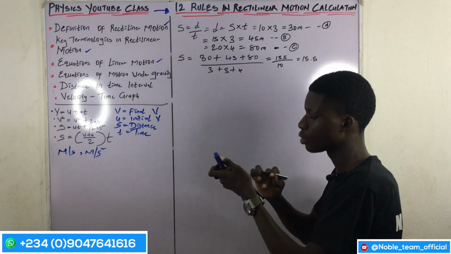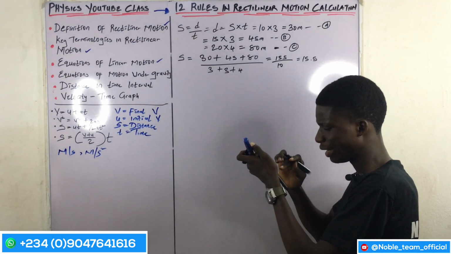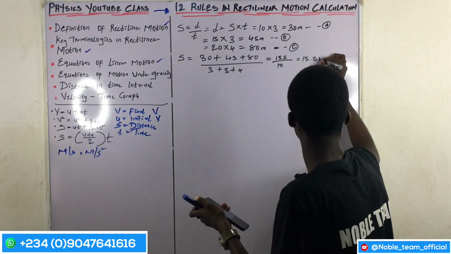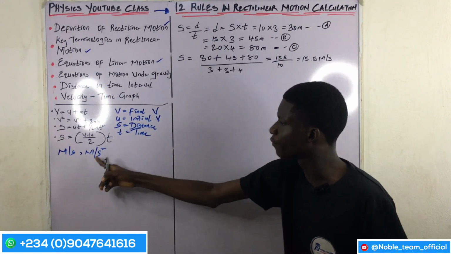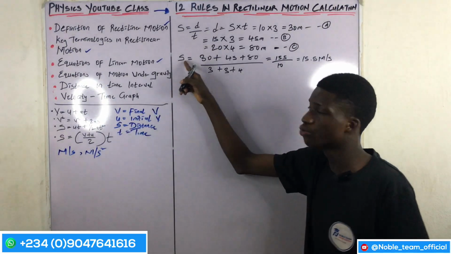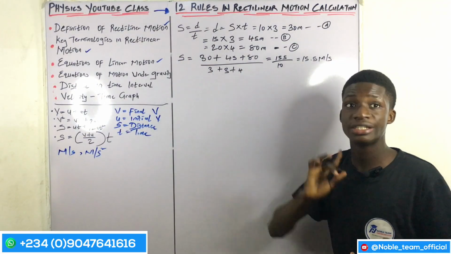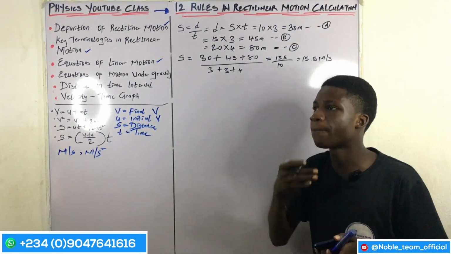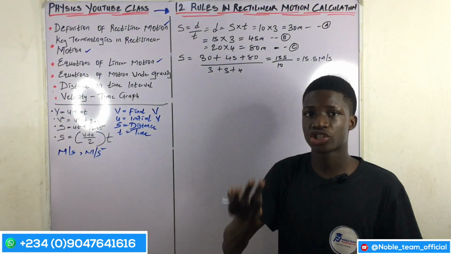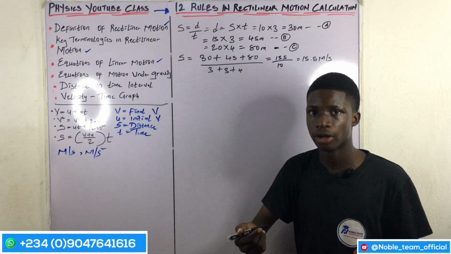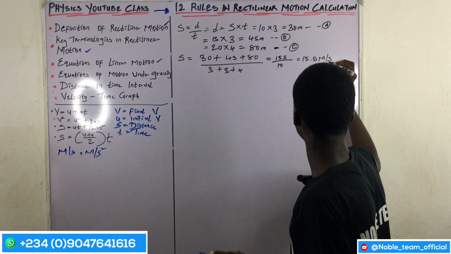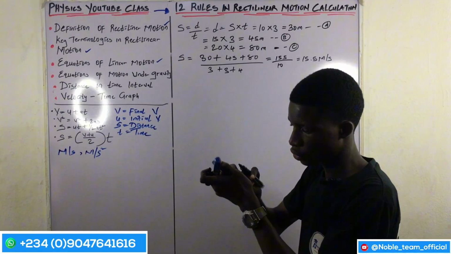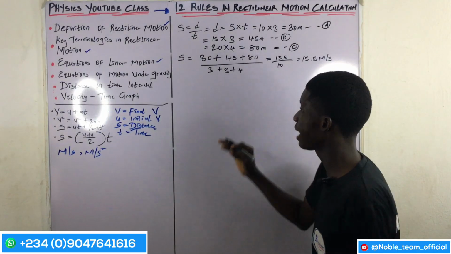Now let's look into the question to know which one is correct. 15 meters per second. Now you'll be asking me whether the unit of this velocity is the same thing as speed. Yes, they are the same thing if you apply the knowledge of dimension analysis. Do you understand? I'm going to be doing a video on that very soon. So it is 15 meters per second. Option C is correct. You can see how I solve this.